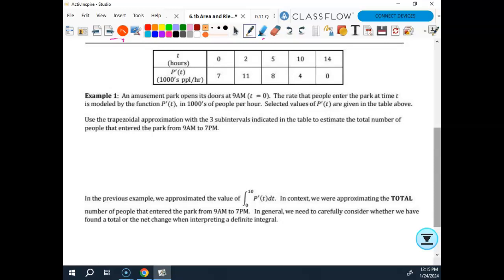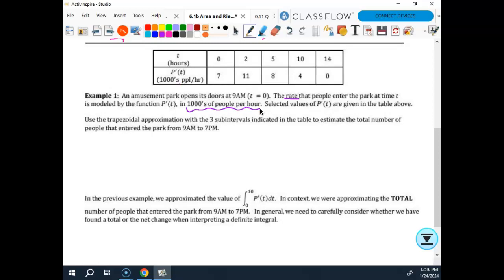So here is what we have. An amusement park opens its doors at 9 a.m., t equals 0. The rate that people enter the park at time t is modeled by the function P prime of t. You see it is a rate, and notice your units are in rates. It's a rate type unit. Modeled by the function P prime of t in thousands of people per hour. You also want to pay attention to something like this when you're writing your units out. So we make sure that we write it out correctly and don't just put however many people. It's thousands of people. Selected values are given in the table above.